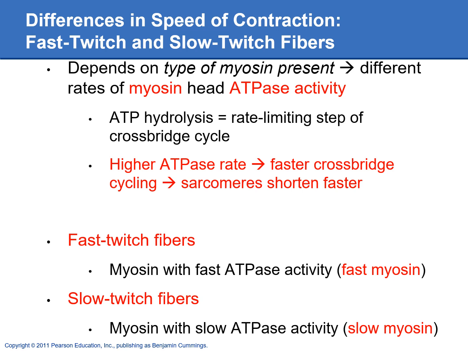Let's take a look at the difference between fast twitch and slow twitch fibers first. So this depends on the speed of the ATPase enzyme that's on the myosin head. The faster the ATPase enzyme works, the faster it breaks down the ATP and can pull the myosin heads back, then the faster it can do the cross-bridge cycle, and then the sarcomeres can shorten faster. So the fast twitch fibers have fast ATPase activity, and then the slow twitch fibers have slow ATPase activity.